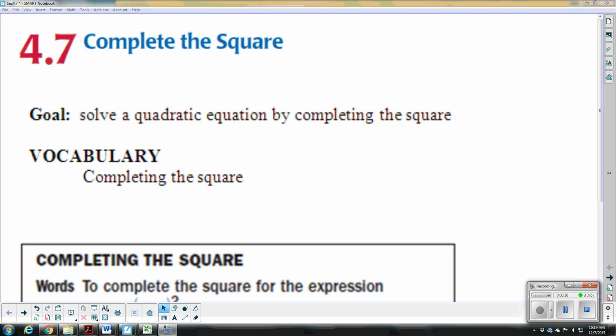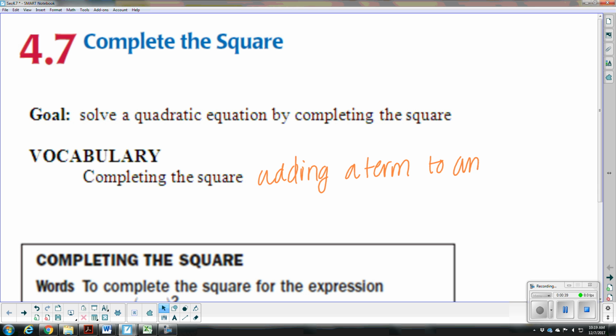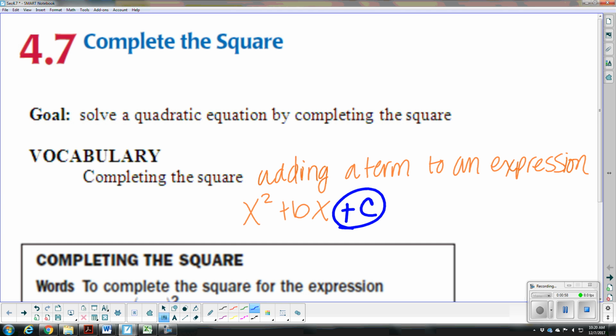So we're going to look at the first vocab term. It says completing the square. You're going to add a term to an expression, the expression x squared plus bx. You're going to add a term, the c term here, to make this a perfect square.